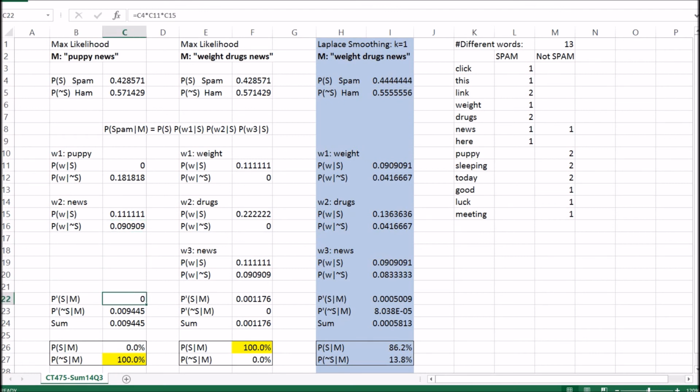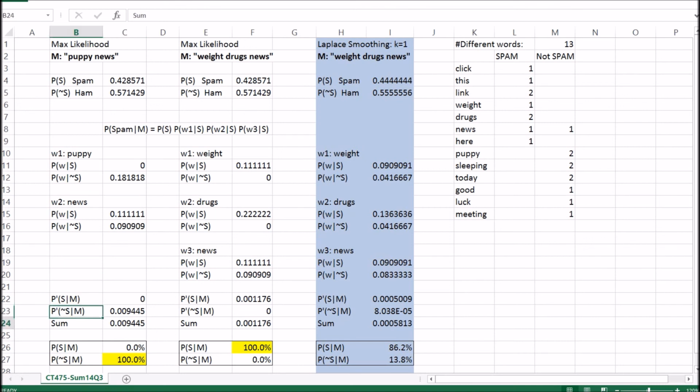So we can now compute, and there's the formula bar again, the overall probability of spam given this message. It is the prior probability of spam multiplied by the probability of word 1 given spam, multiplied by the probability of word 2 given spam. Multiply all those out, and you get this value here, which is 0 because of the 0 that showed up in our calculations.